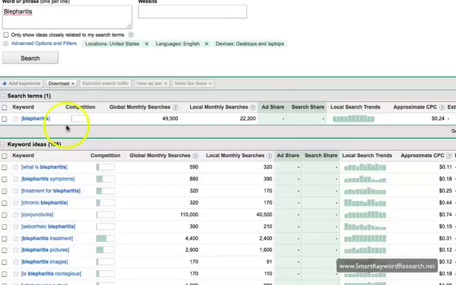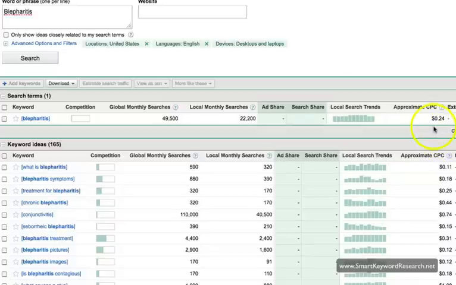So in this case, whatever blepharitis is, I still have no clue what it is, the solution to the blepharitis problem is not being offered by any advertisers. So that is why there's relatively little competition, and probably why the approximate cost per click is only 24 cents.